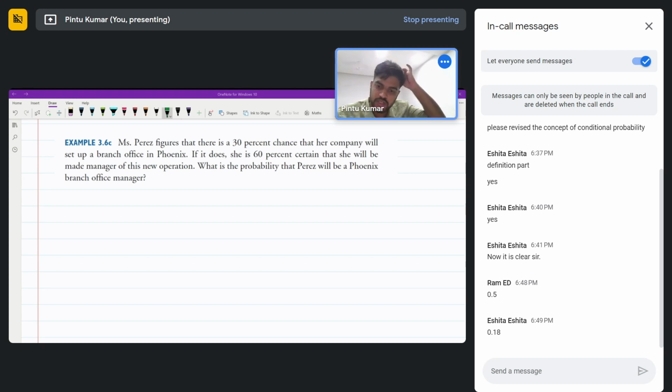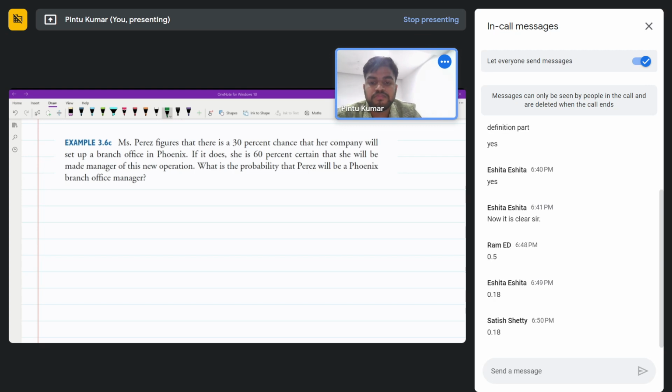Okay, so we have two different answers. We need to check which one is correct. I'll give you 1 or 2 minutes more. Okay, so you guys are getting 0.18, and I also think that might be the correct answer. So for others, let me solve this question.